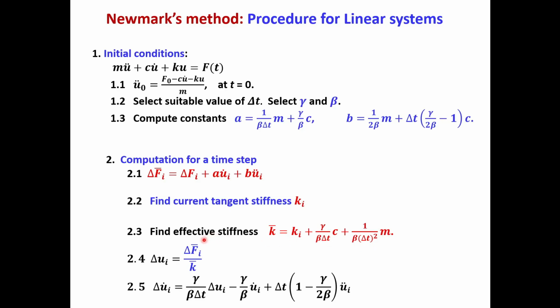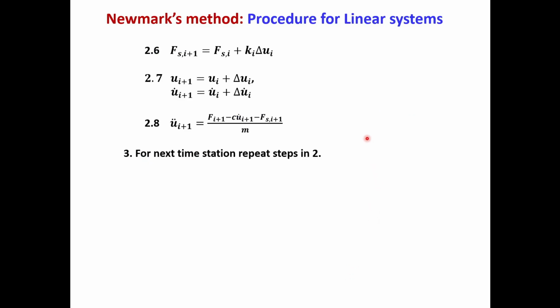Now once I know the effective increment in the force and effective stiffness, then the increment in the displacement delta ui is effective force by effective stiffness, very simple. And the increment in the velocity is given by this expression involving those known parameters. As I said, the new spring force equals the old spring force plus the increment in the spring force. The increment in the spring force is current K into the increment of displacement in the current step, so delta ui.